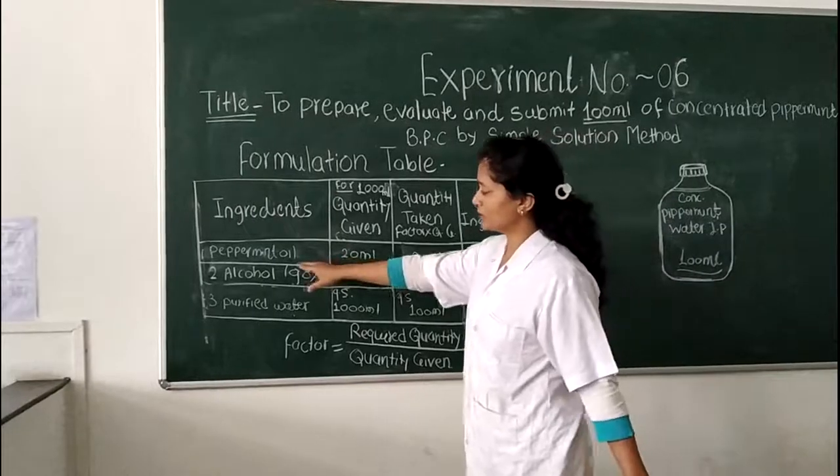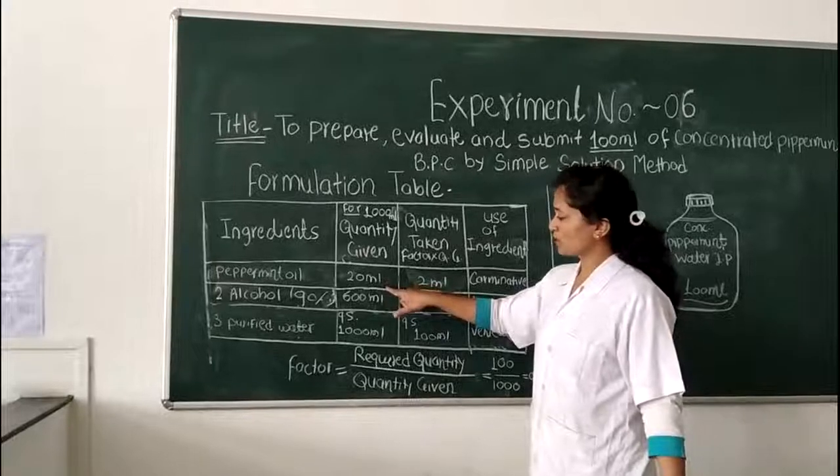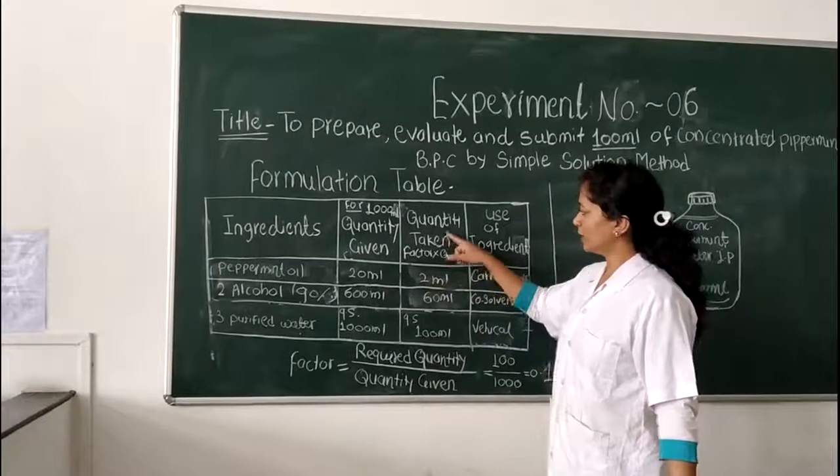First, the ingredient is the peppermint oil. Quantity given is 20 ml for 1000 ml, and we take a quantity taken.